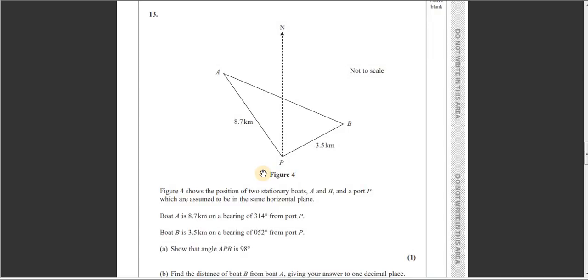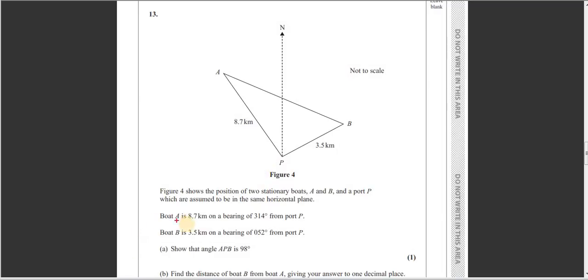Question number 13. Figure 4 shows the position of two stationary boats A and B and the port P, which are assumed to be in the same horizontal plane. Boat A is 8.7 km on a bearing of 314 from port P, and B is 3.5 km at the bearing of 52 from the point P. Show that the angle APB is 98 degrees.